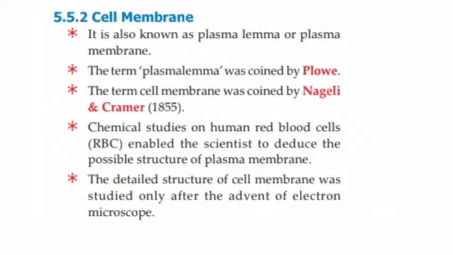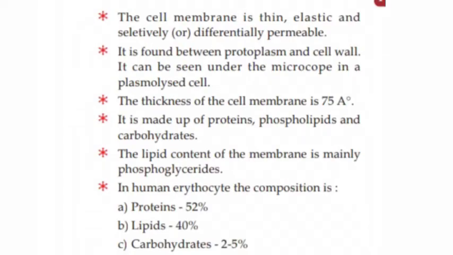The cell membrane is thin, elastic and selectively or differentially permeable. It is found between protoplasm and cell wall. It can be seen under the microscope in a plasmolysed cell. The thickness of the cell membrane is 75 angstroms. It is made up of proteins, phospholipids and carbohydrates.